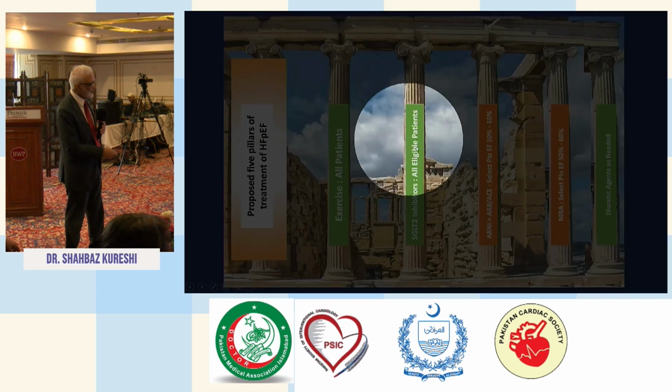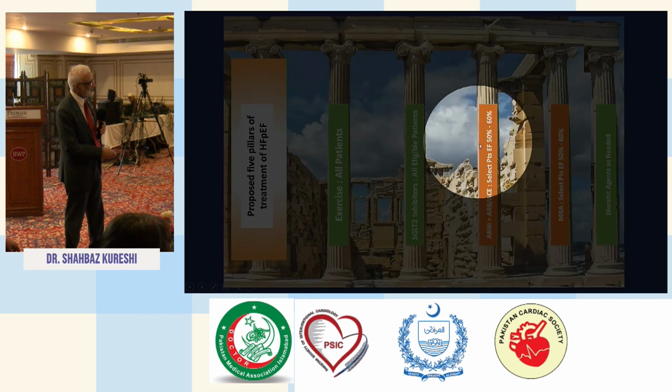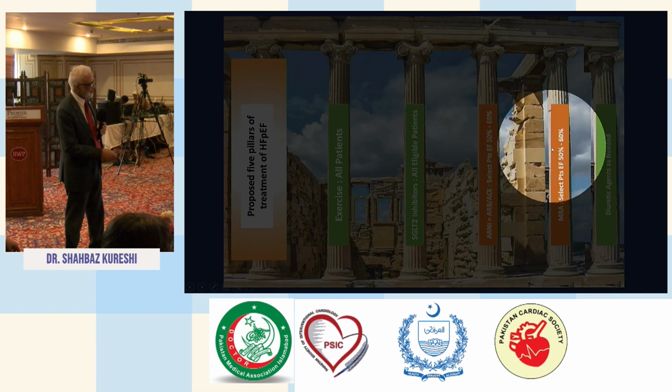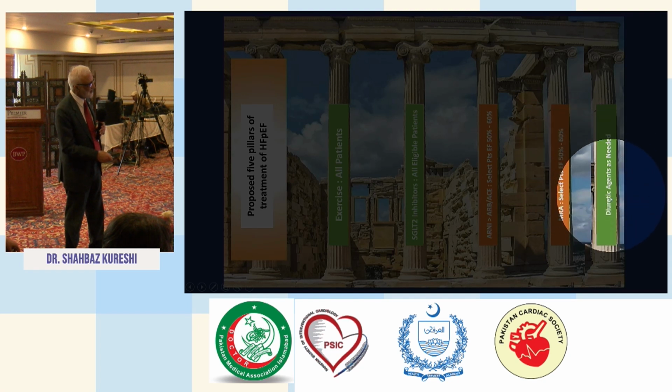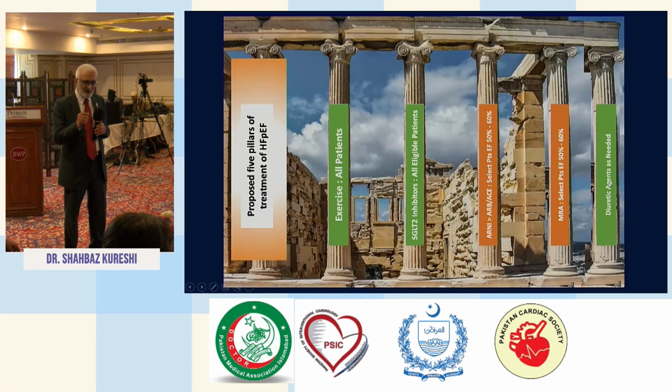Then ARNI and ACE inhibitors in selected patients for ejection fraction of 50 to 60%. And then you have MRAs, same ejection fraction, and above all, diuretics whenever they are needed. These are the 5 pillars of heart failure with preserved ejection fraction treatment. Employ them in your patients and have a high index of suspicion so you can diagnose these patients.